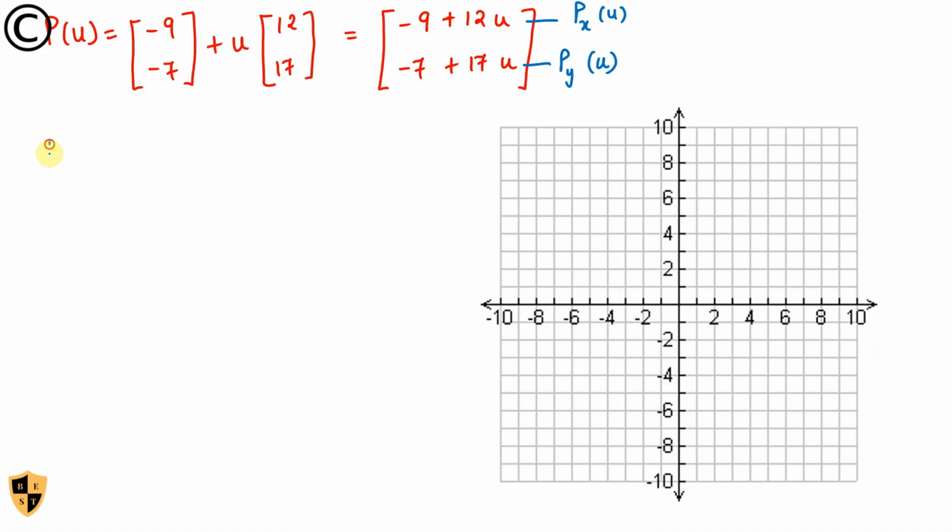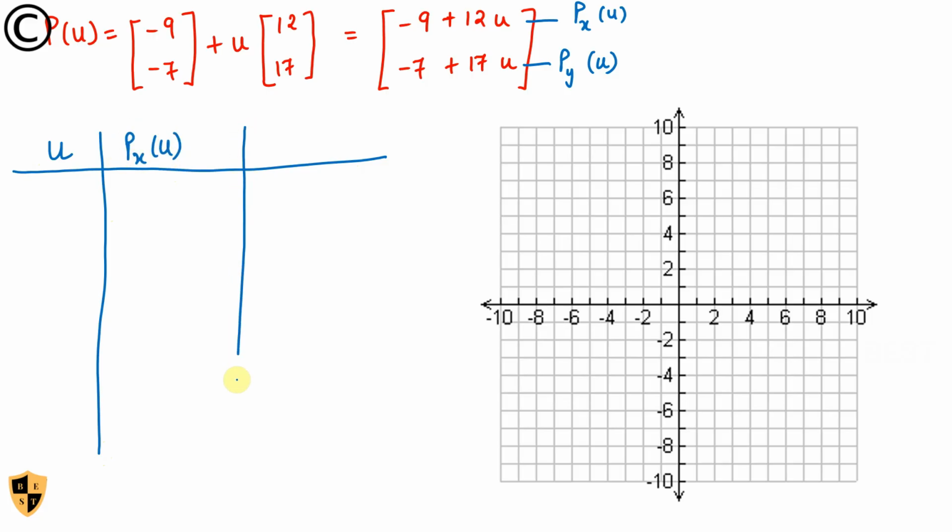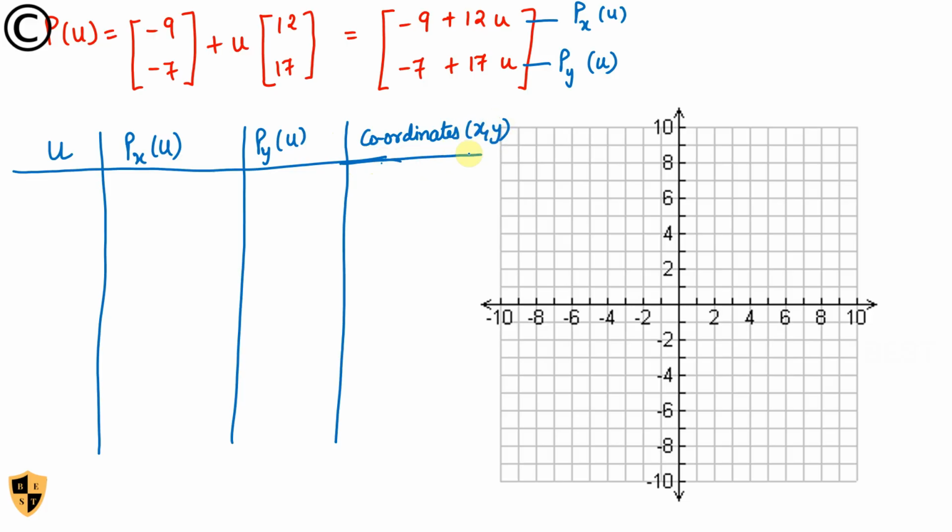I will take different values of U, and I will find what is Px(U) and Py(U), which is nothing but the x and y coordinates. I will write the coordinates in xy terms. Now we will put the values of U. The first value of U is 0, so if I put U equal to 0 in this equation, I will get Px as -9, Py as -7. So the first coordinate is (-9, -7).